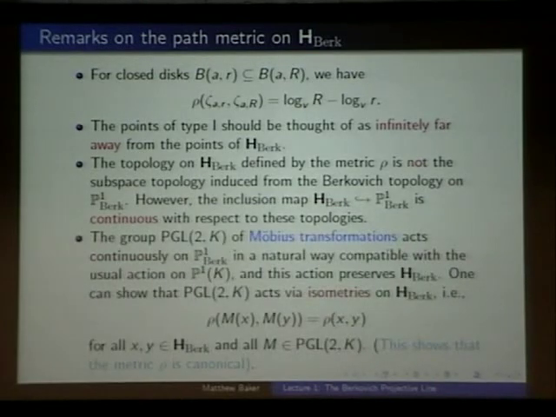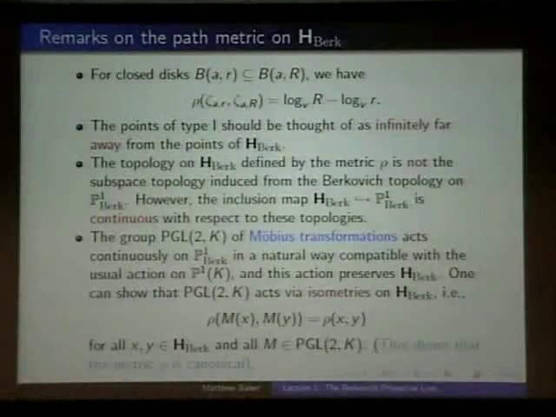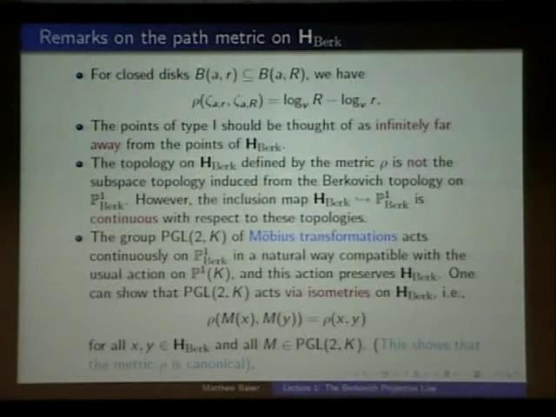But the other key point is that this metric that I just defined on hyperbolic space is canonical. As I've stated it, it seems to depend on choices of various coordinates, because I took these disks, and if I took some Mobius transformation, who knows what happens. But in fact, it's a simple exercise to see that PGL2K acts via isometries on this Berkovich hyperbolic space. So if I move things around by some Mobius transformation, it acts by isometries with respect to the metric I just defined. And in particular, this allows you to show that this metric rho is canonical. And this will be very important later.